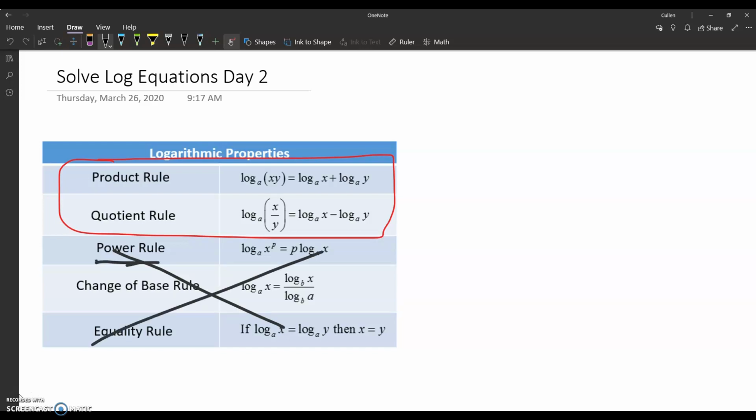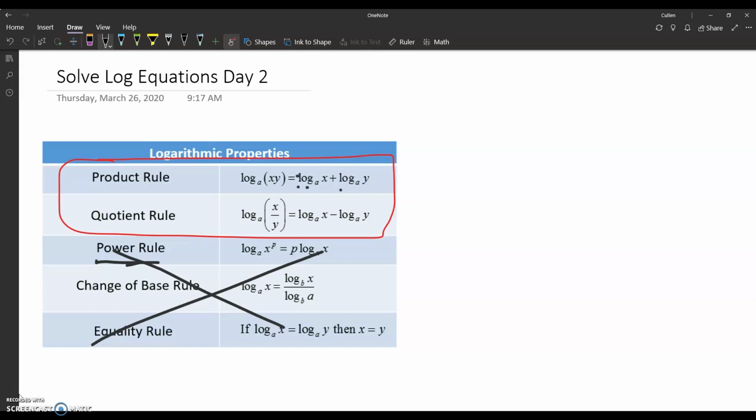You did use the power rule the other day, last week, when you were solving exponential equations using logarithms. You did use the power rule, but we're not going to be using those things today. Today we're going to be using the top two properties, the product rule and the quotient rule. And all that says is we're going to be using it actually backwards.